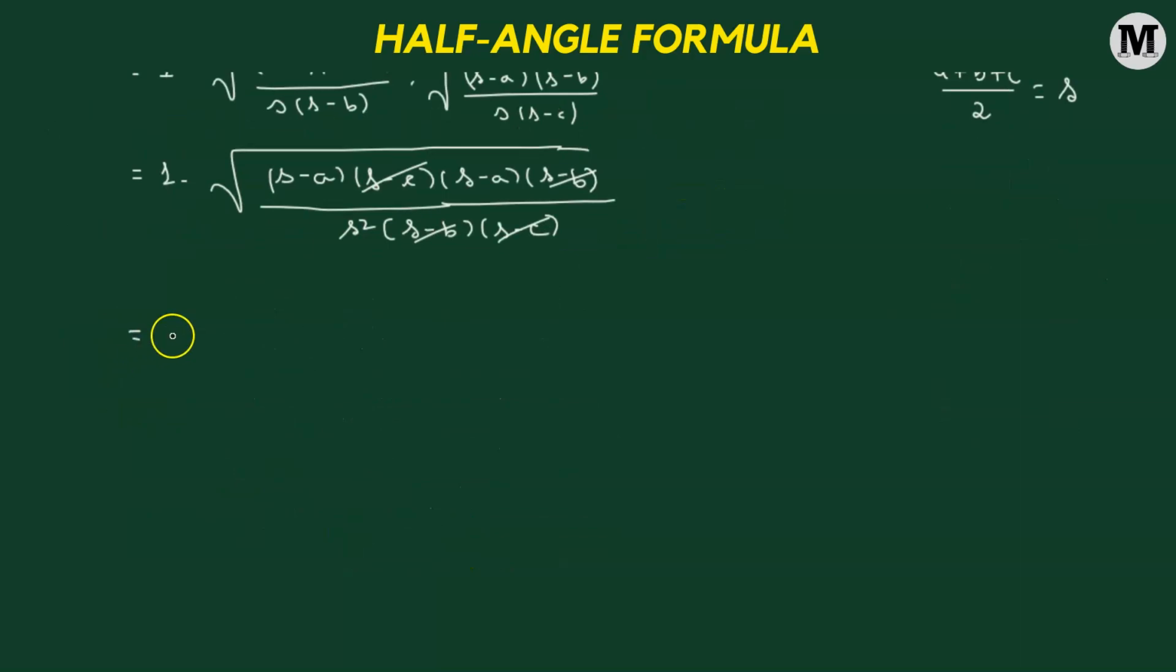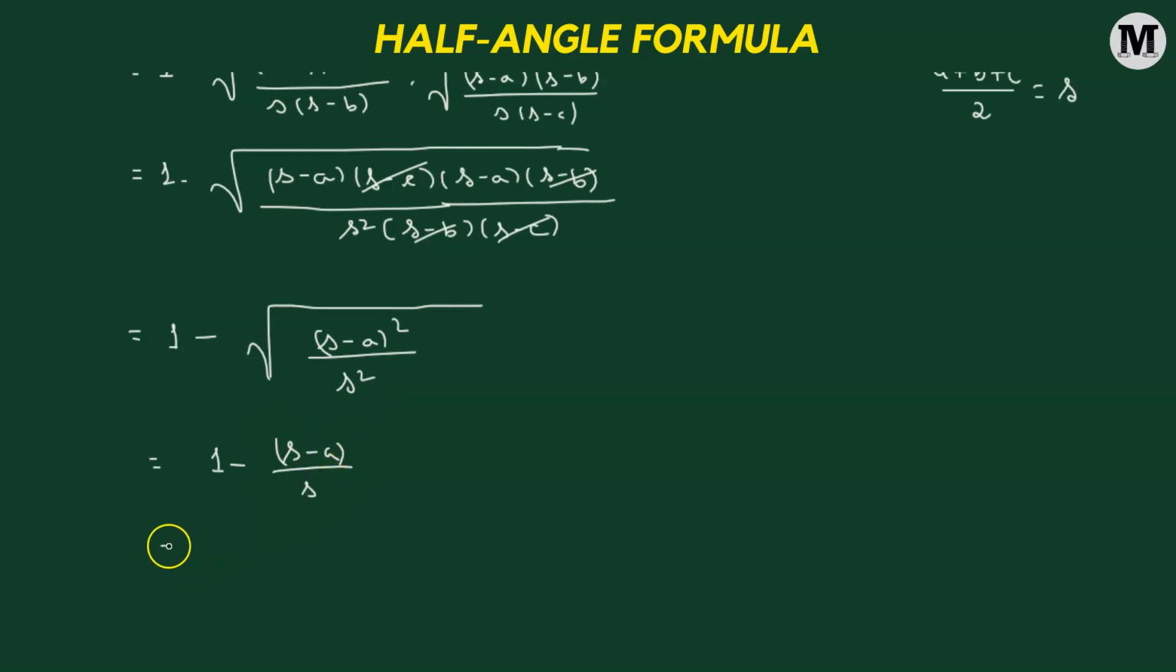This is going to now leave us with 1 minus the square root of, in the numerator, (s minus a) whole squared divided by s squared in the denominator. Now since both the numerator and the denominator are perfect squares, we're going to get (s minus a) divided by s. So let's combine the two terms. So we have s in the denominator. In the numerator we have s minus (s minus a). So that gives us a over s, which is going to be the expression on the right hand side. So we have solved the problem.